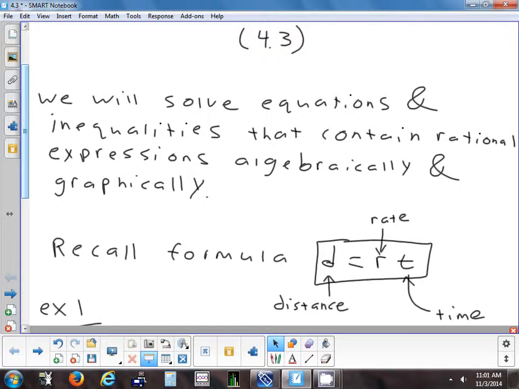To calculate your distance, all you do is multiply your rate or your speed times your time. One thing we have to make sure of is that everything is in the same units. So if speed is in miles per hour, time would have to be in hours. You couldn't do this problem if you had a speed in miles per hour and a time in minutes. You've got to make your units match up.